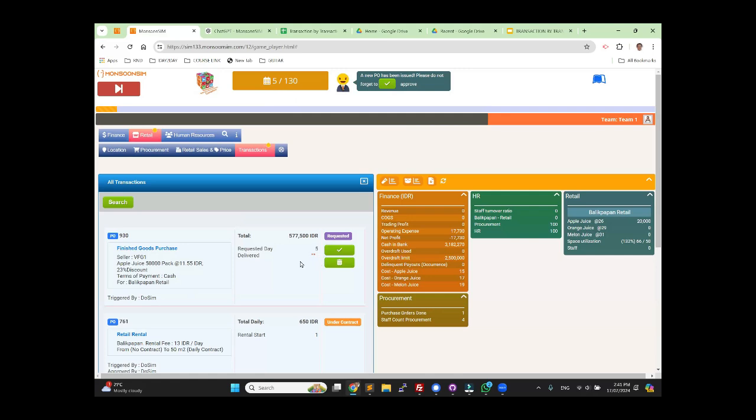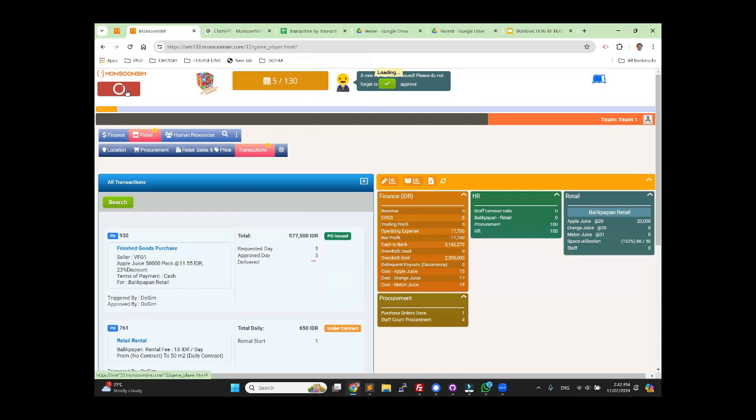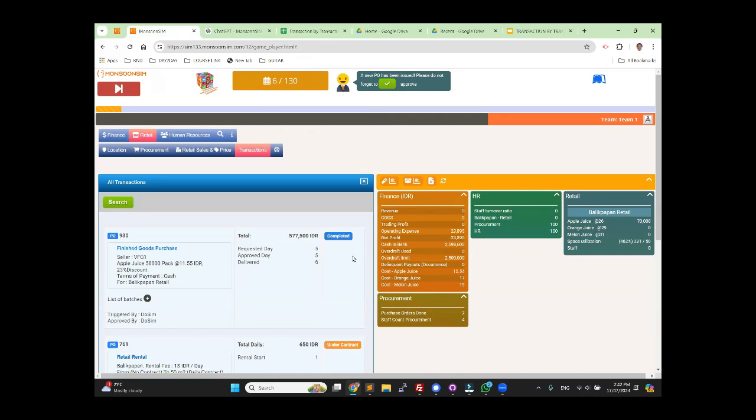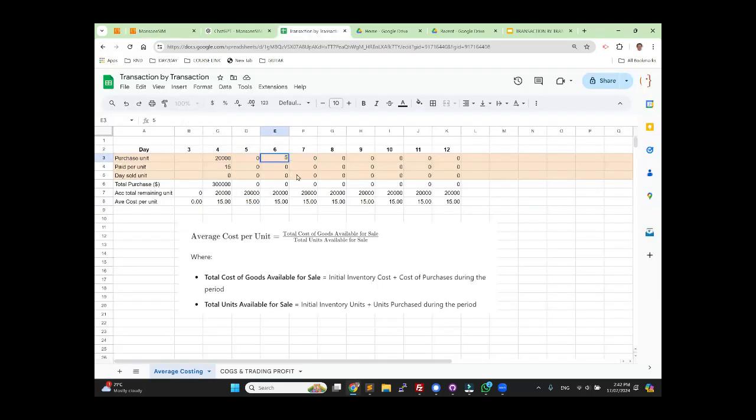Yeah, which will get delivered on day 6. So on day 5, I probably still have nothing, as you saw. Now my cost doesn't change. But on day 6, this product has come in. So on day 6, I am buying 50,000 at 11.55, right? Because there's a discount. As my cost.